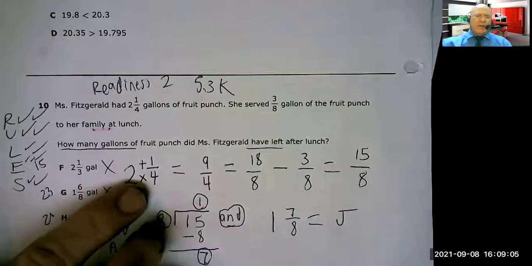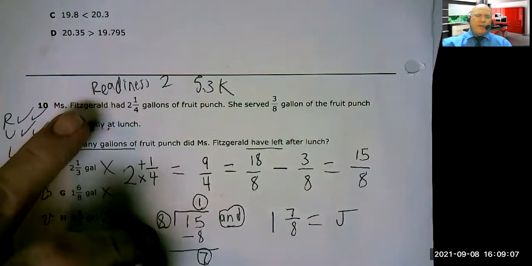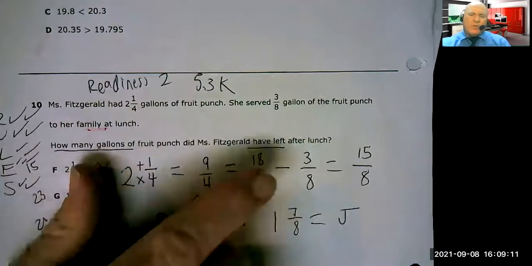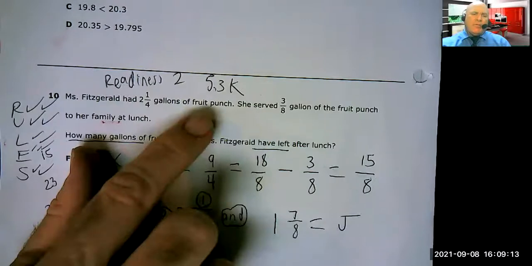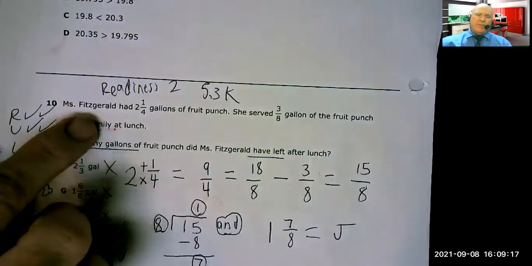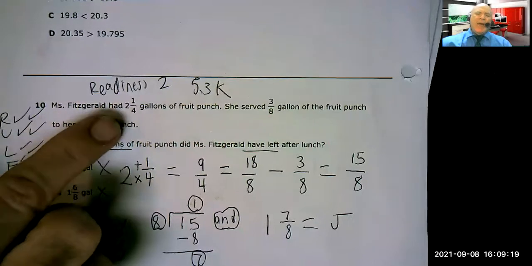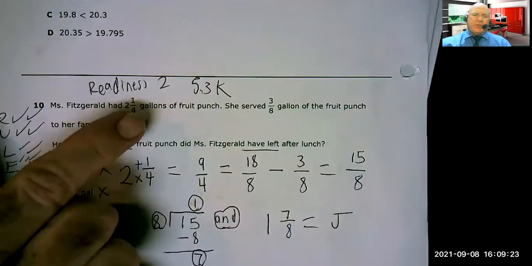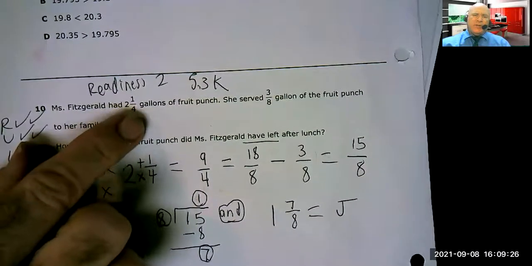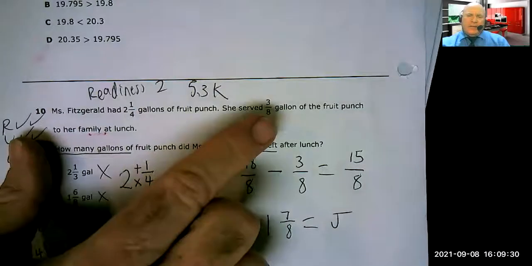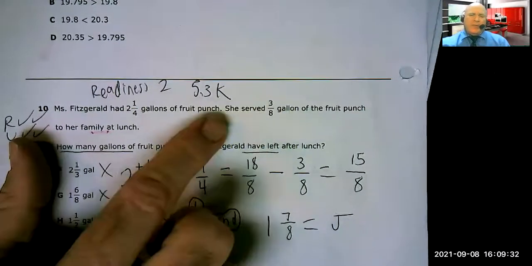So let's look at the problem now. And when your kids ask, Miss, which one is the question? You'll say the one with the question mark. Which one is the problem? The one with the period, or the ones with the period. Miss Fitzgerald had 2 and 1/4 gallons of fruit punch. That's how much she started out with. She served 3/8 of a gallon of the fruit punch to her family at lunch.